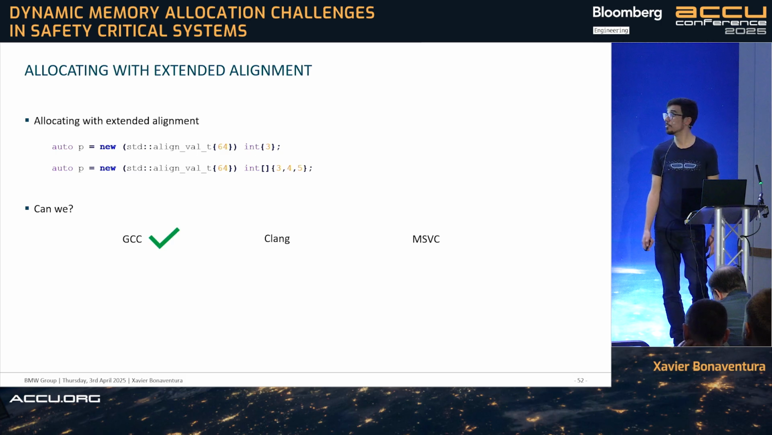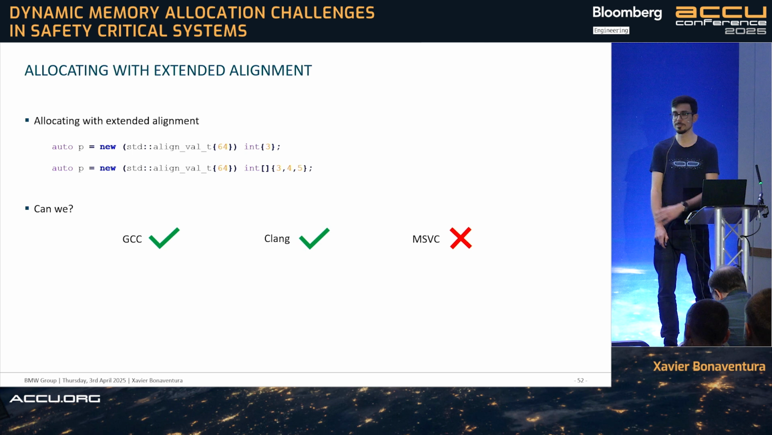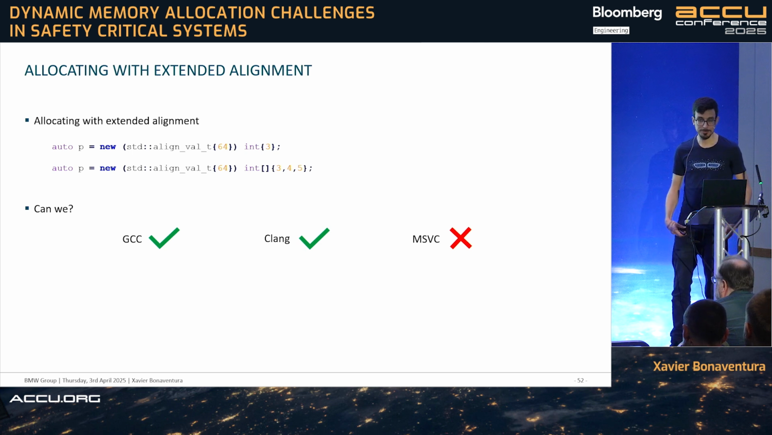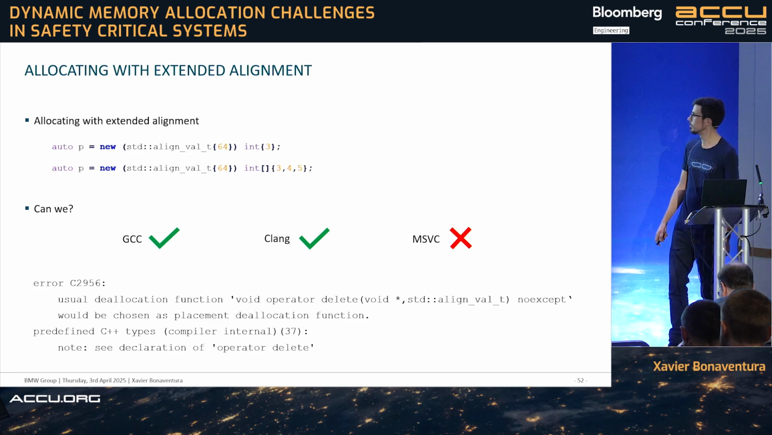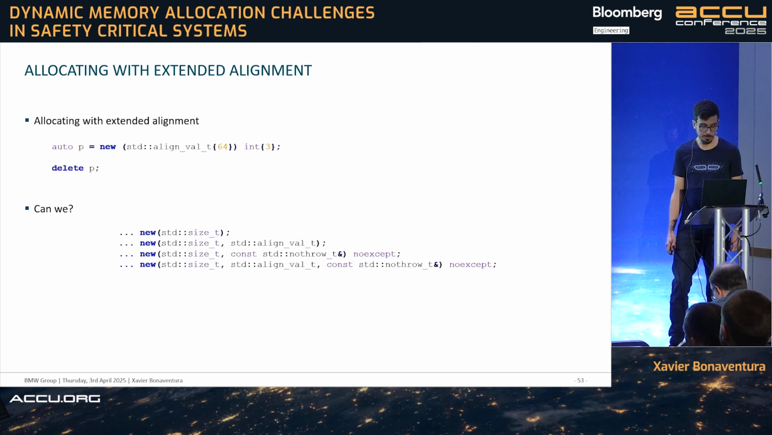Let's ask the compilers. GCC says that yes, we can do that. Clang also agrees. But MSVC says that it's a bad idea, that you should not do that, or doesn't want us to do that. We get this error that basically says a usual deallocation function would be chosen as placement deallocation function. The usual one, and you see that in the usual one there is void pointer, align_val_t, but that's what we want, right?